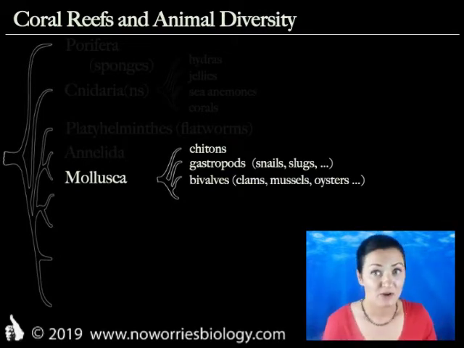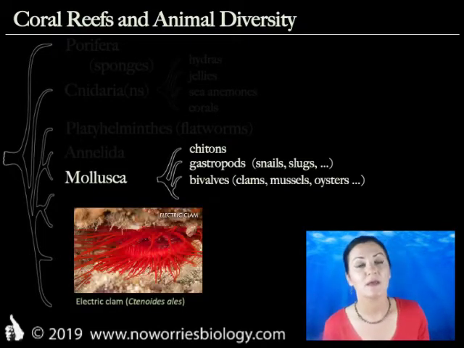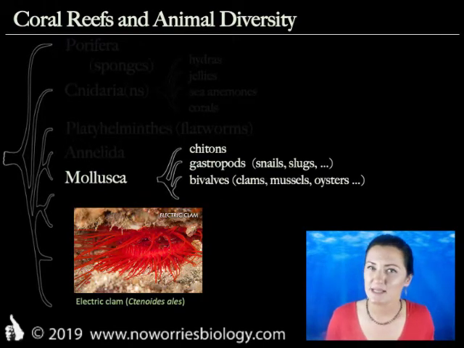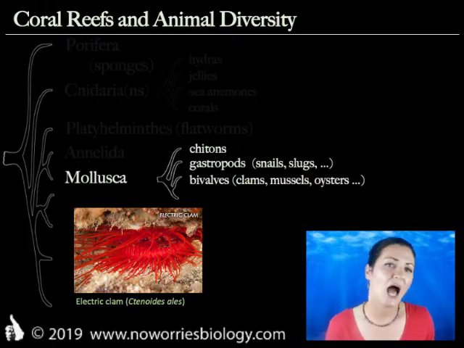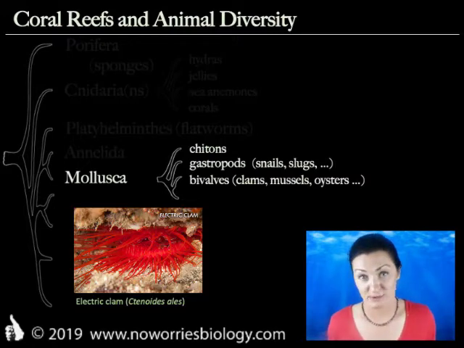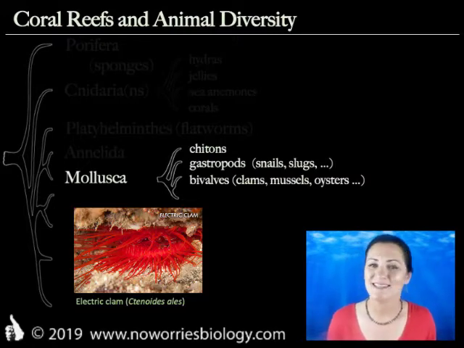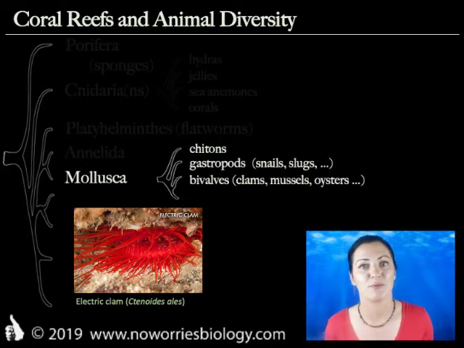Here are 2 examples of clams that can be found in coral reefs. Firstly, the electric clam, Ctenoides ales. It got its name because it exhibits bright flashes of light which look like electric sparks. However, it doesn't really produce electric sparks, but it creates these flashes by reflecting the surrounding light in short bursts.